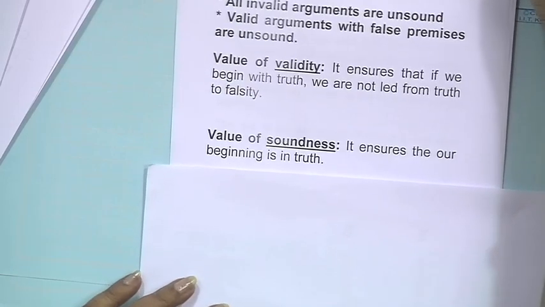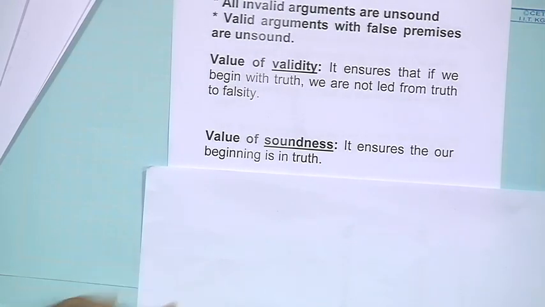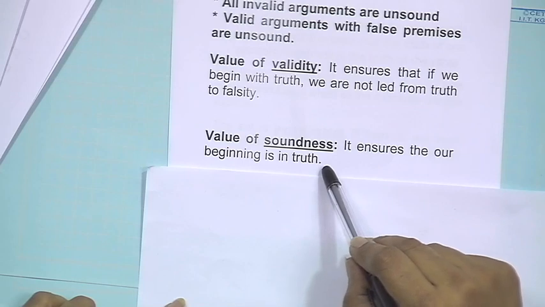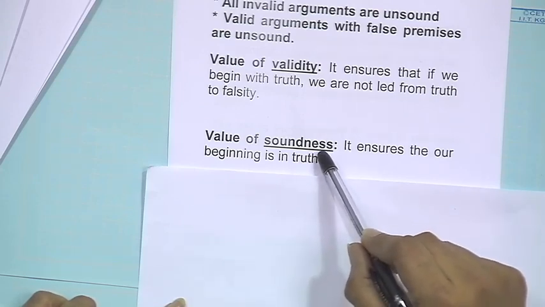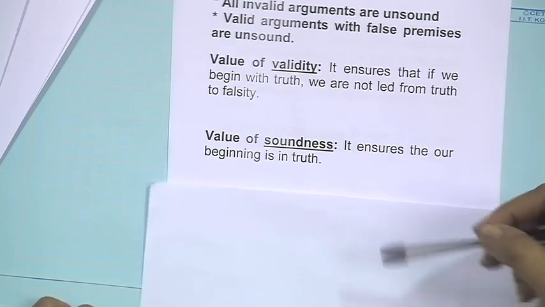On top of that, why do we need soundness? The answer is that it ensures that our beginning is indeed in truth, because you just saw that validity can also happen with false premises. Soundness guarantees that our premises are all true. So, together these two criteria bring in the required amount of stricture, the required amount of formal correctness in a deductive argument. So, deductive validity and deductive soundness we have looked into.